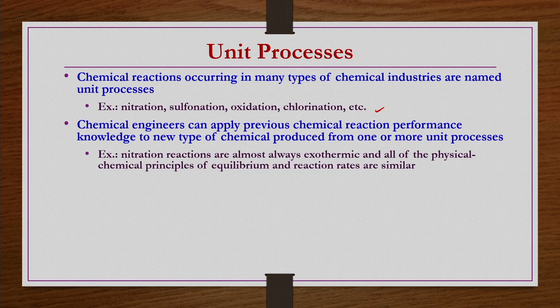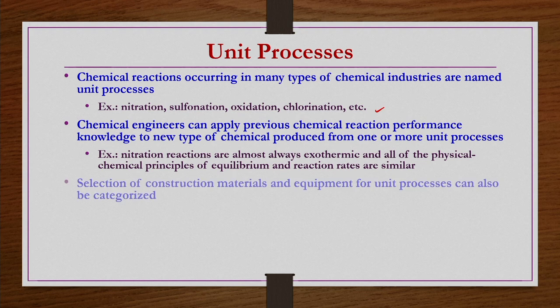So that is the example: nitration reactions are almost always exothermic, and thus all of the physical and chemical principles of equilibrium and reaction rates of such nitration reactions are similar. So that information can be used wherever it is required by the chemical engineers. They need not redo the development of equilibrium and reaction rate information each and every time.